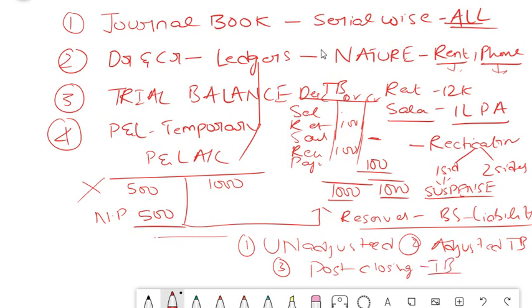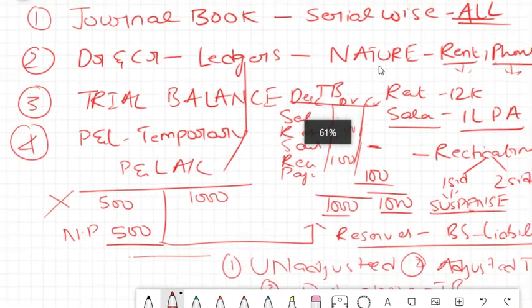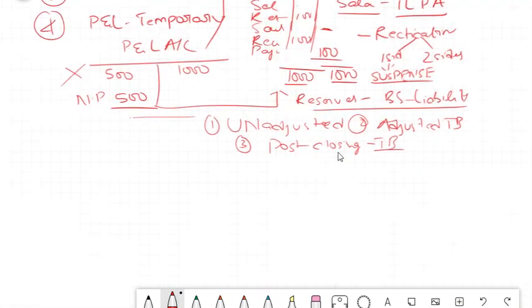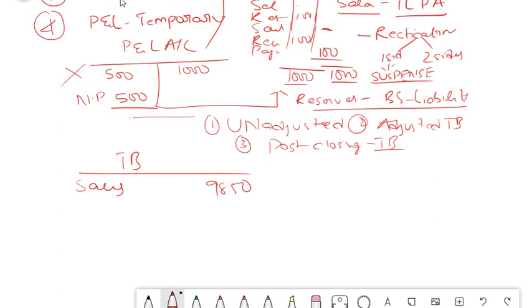I will just quickly give you an example of how this occurs. Assuming that in your TB there is a sales revenue of 9,850 and total expenses of, assuming, 8,790. Now you will just transfer this to net profit, and that net profit will go to your reserves. So that is how it is done.